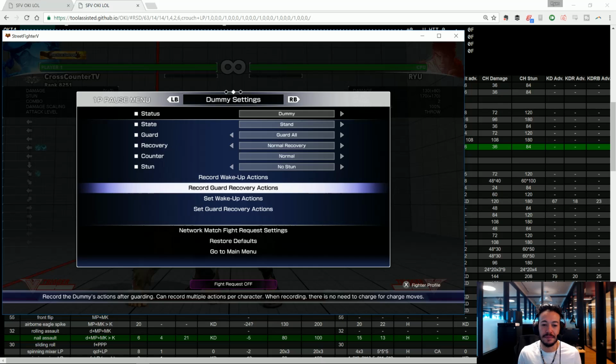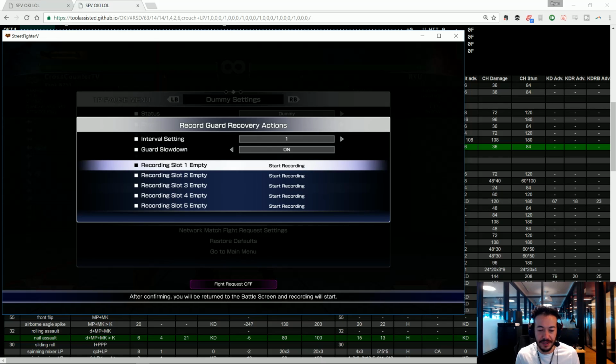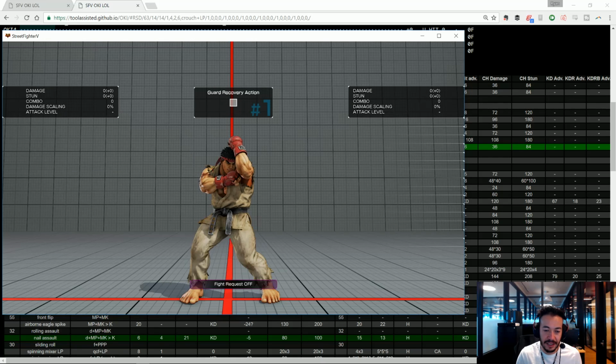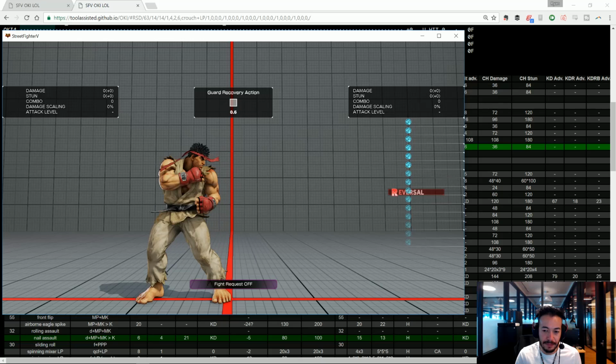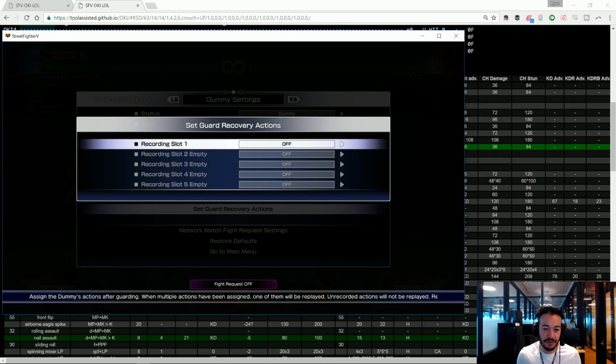legit setup. Okay. So we pause, go into dummy settings, and then set record. We're going to record a guard recovery action. Set interval to 1, set guard slowdown to on, and then it's going to count down. Now we hit standing jab, or we just have to mash it and make sure that he gets reversal. Because if you don't have reversal timing, that means you need to re-record because the dummy didn't hit the button soon enough.